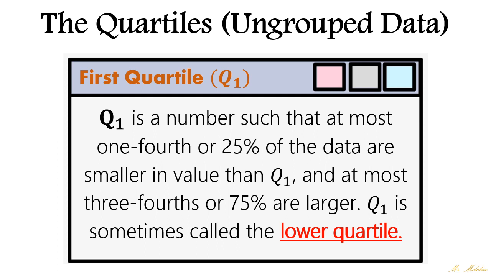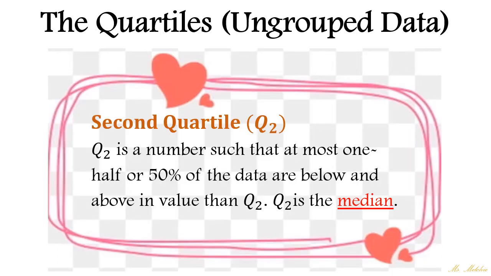Now, to make it more specific, what is our first quartile? We represent the first quartile as Q1, and it is also known as the lower quartile. Guys, take note of the description of the first quartile, as this will be your guide in making your interpretation. Next, quartile 2 is also known as our median, and the representation for our second quartile is Q sub 2.